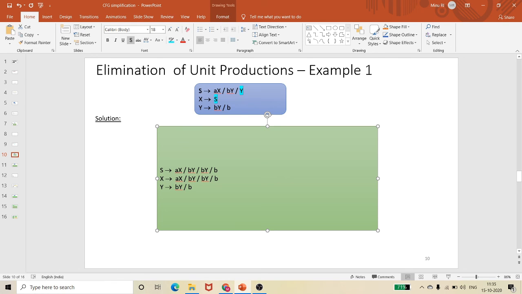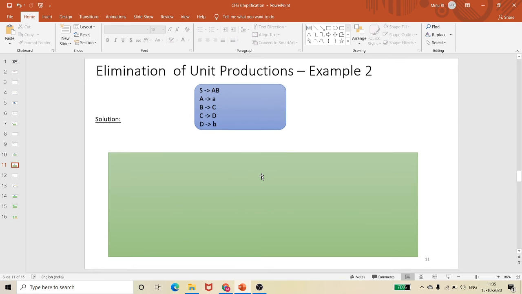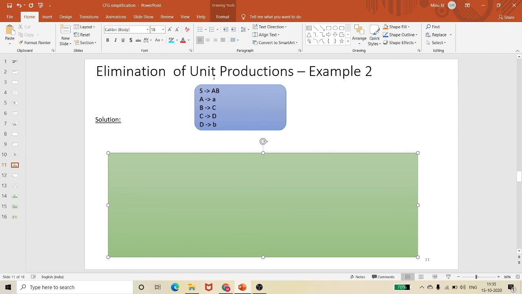From the grammar you just identify where a non-terminal gives a non-terminal, and you just substitute the value over to it and you will get this grammar. This is said to be the elimination of unit production. See, here I have another example.